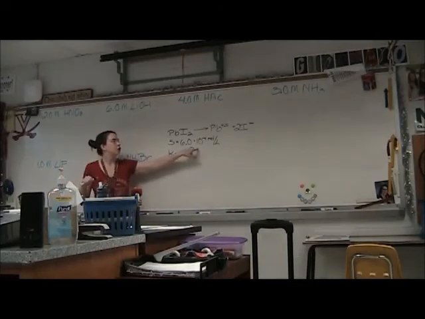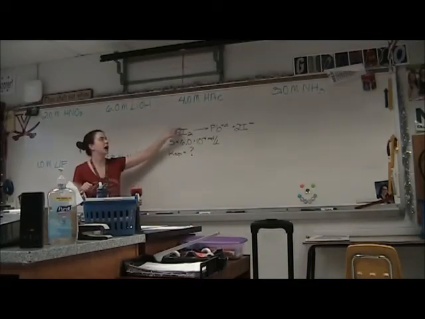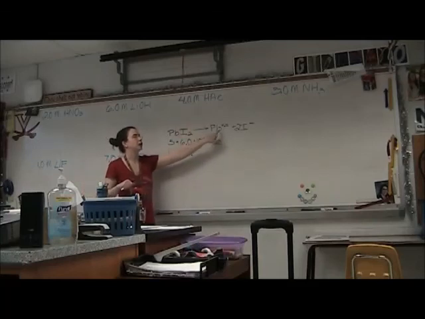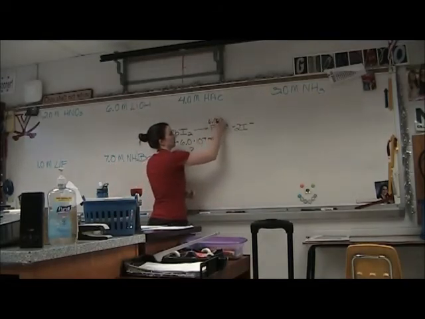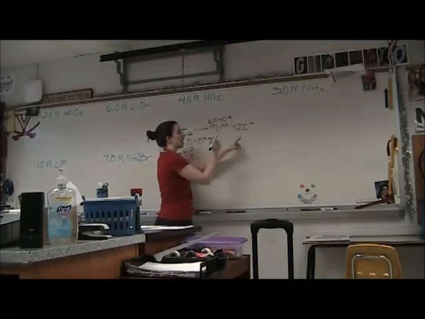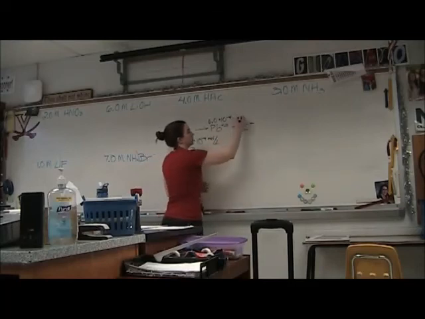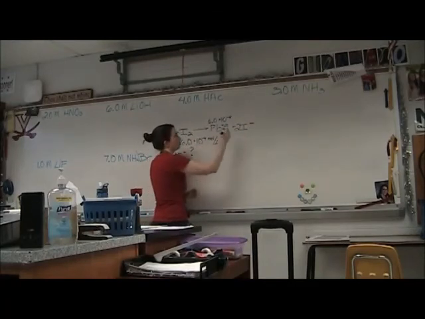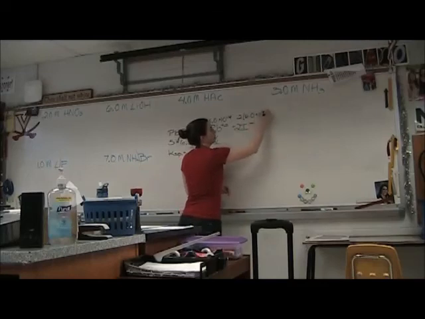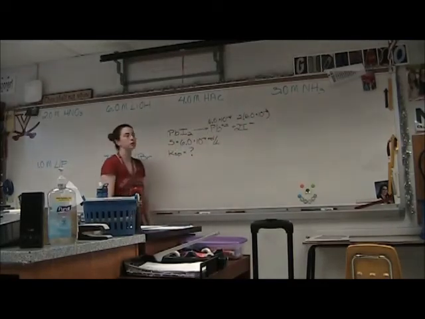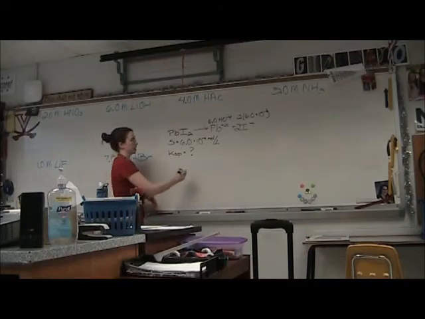So, you're given the solubility for the entire compound. What is going to be the solubility for that ion? S, the same thing. What about the iodide ion? 2S. It's 2 times that solubility.